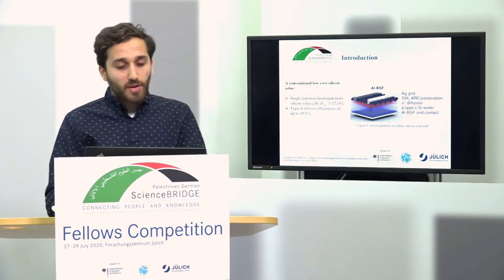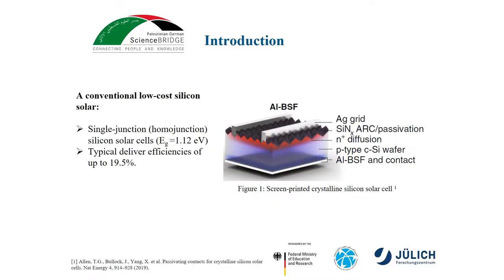As you can see in figure 1, which represents the conventional structure of the solar cell available in the market, it is composed of a single junction with a 1.1 electron volt band gap. The typical efficiency this kind of solar cell can deliver is more or less 20 percent. And from here, we get a question: what are the limitations of solar cell efficiency?